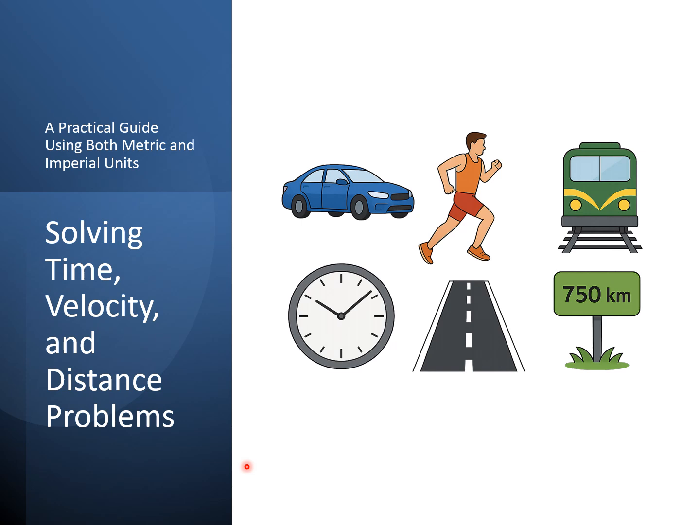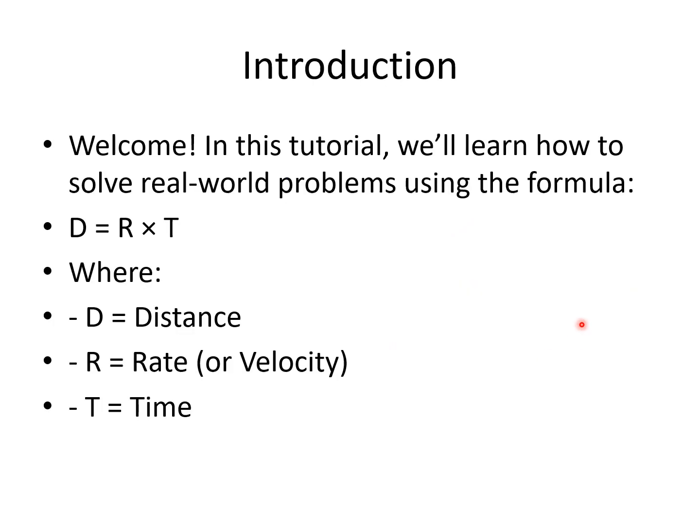In this video, I'm going to use both the metric and the imperial units, or English units, to solve the problems. So we will look at real-world problems using the formula distance is equal to rate times time. It's a common problem, where d is the distance, rate, r, is equal to velocity, and t is the unit of time.